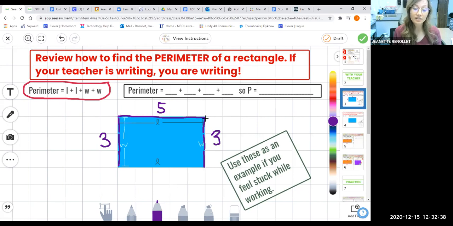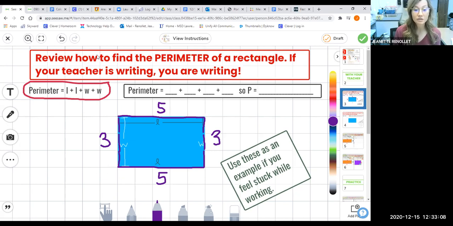If this length is 5, the opposite side is also 5. I can count just to be sure and check my work. 1, 2, 3, 4, 5. Yep, I was correct. Now I have a length and width labeled for my example.